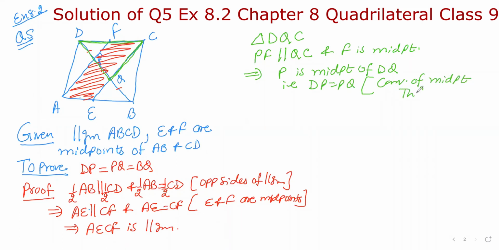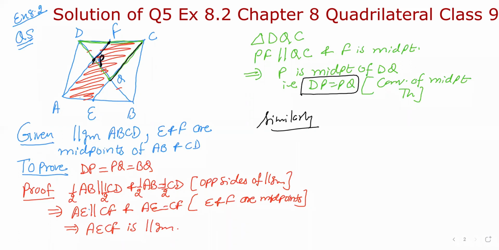midpoint theorem. Midpoint theorem क्या कहती है कि अगर मेरे पास एक मिड पॉइंट है और उससे मैं बेस के पैरेलल एक लाइन ड्रॉ कर रही हूं, तो वो जो लाइन है जो एफ से ड्रॉ की है वो इस साइड को मिड पॉइंट पर इंटरसेक्ट करेगी. So we have proved that DP is equal to PQ. Similarly, no need to prove it again.